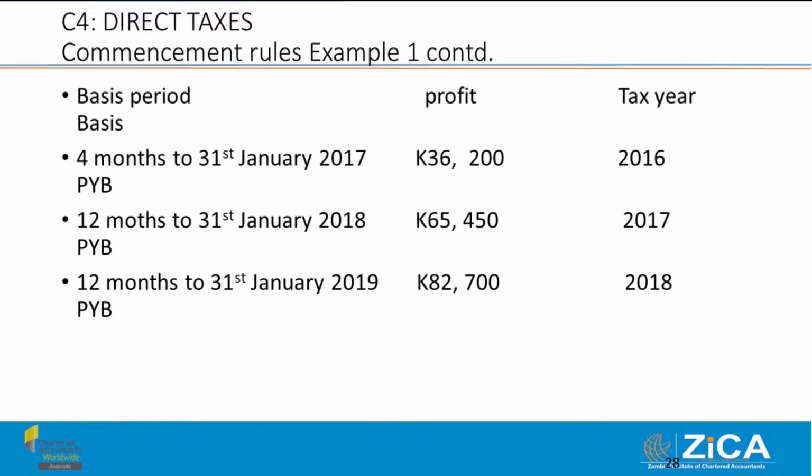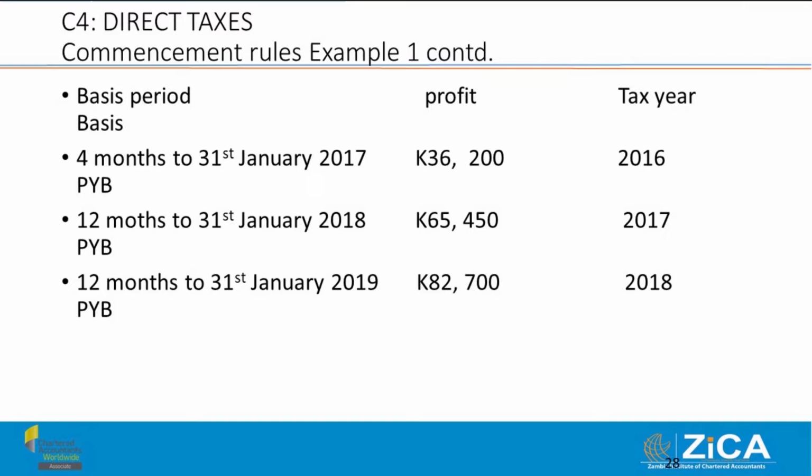Now, in this scenario, the taxable amounts in each of the relevant years is as shown below. If you look at the basis periods and the profits, and in which tax year they will be charged and on what basis, this is what we see. The first 4 months, which go up to 31st January, 36,200, will obviously be charged in 2016 on a preceding year basis. Why do we say this? 31st January 2017 as the end of that period gives us a year ending of 2017. So because this is going to be on a preceding year basis, it will be taxed in 2016.